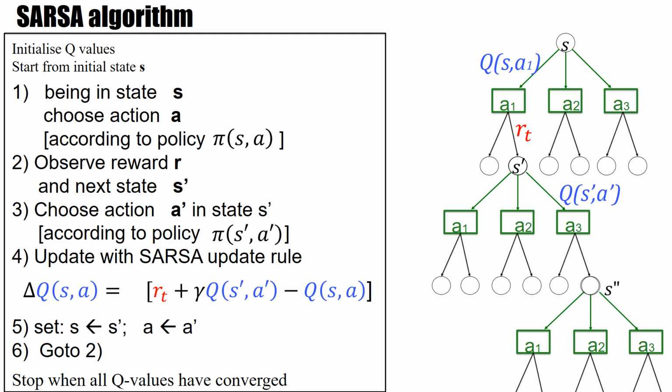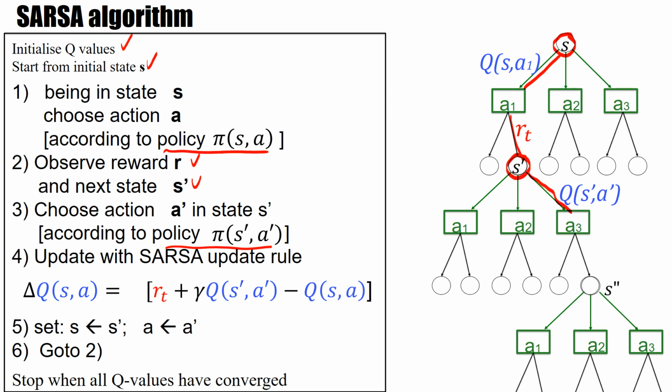Okay, and here is the SARSA algorithm, a famous algorithm of practical importance. You initialize the Q values, and then you start from some initial state S, say this state here. You choose your action according to a policy. Say you choose this action here. Then you observe the reward, and you observe the next state. And now in the next state, S prime, you choose according to your policy the next action.